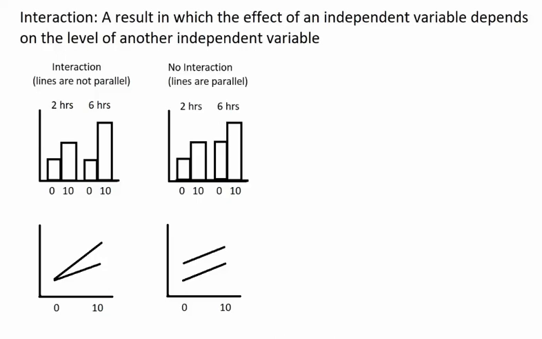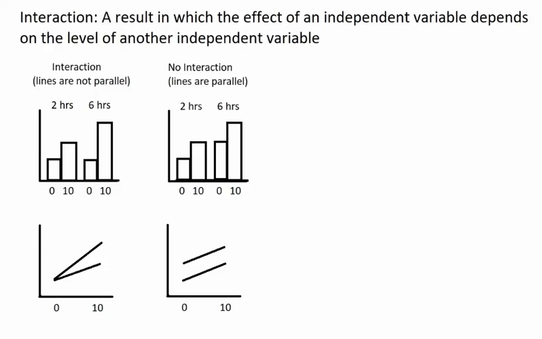And the 4 conditions in this factorial design would be 0 hours of studying with 2 hours of sleep, 0 hours of studying with 6 hours of sleep, 10 hours of studying with 2 hours of sleep, and 10 hours of studying with 6 hours of sleep.